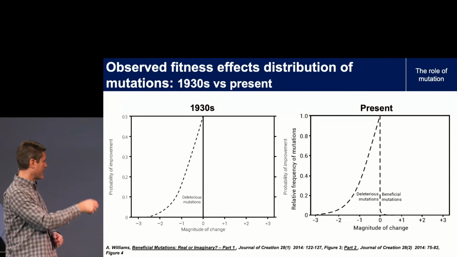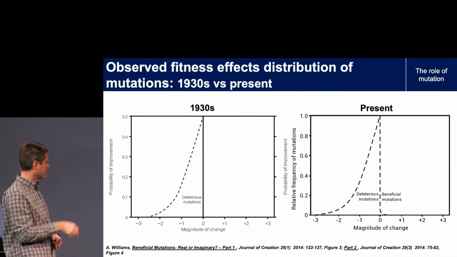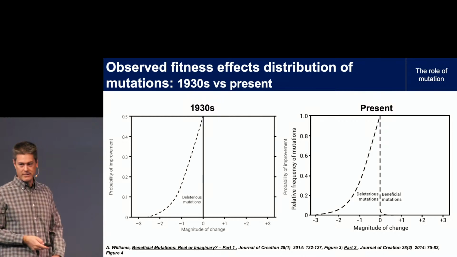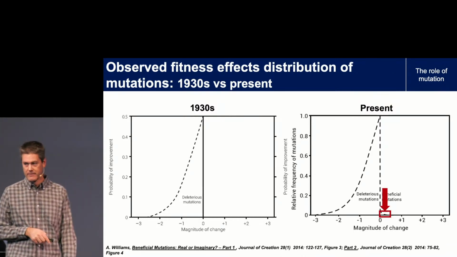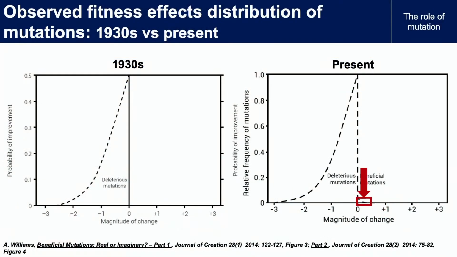Well, here you go. This is from the 1930s, and this is at present. Now, it's a little hard to see, so I'm going to highlight it for you, but there supposedly are some beneficial mutations right down there. They're contested, but for the sake of argument, let's just say that those are, in fact, real beneficial mutations. The problem is, of course, the model was set up assuming basically 50-50, and now we've got very few that are beneficial. But there's a bigger problem.